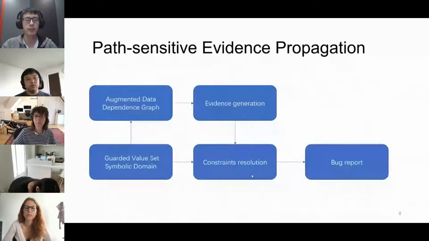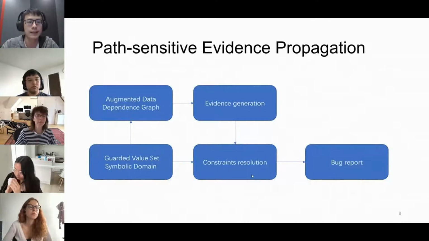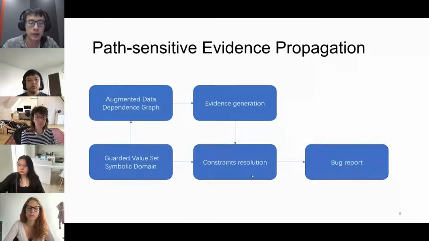Our approach is a propagation algorithm. We first construct an augmented data dependence graph from the program, and we apply a guarded value set symbolic domain to encode the numerical relations among variables. Then evidence is generated and propagated from the data dependence graph, and bug reports are deduced by resolving a set of constraints over the symbolic domain.